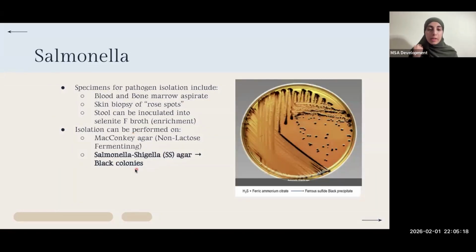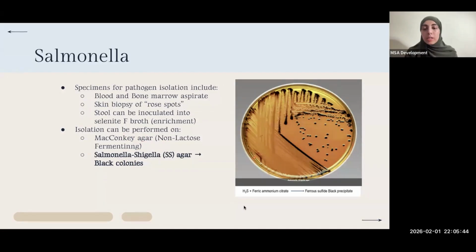And you isolate the bacteria on MacConkey agar. This is not selective for Salmonella, but Salmonella will be non-lactose fermenting. A selective medium is Salmonella Shigella agar, and Salmonella will be black colonies. Shigella, on the other hand, if you isolate it on this agar, it will not be black. If you see black colony on Salmonella Shigella agar, this is Salmonella.